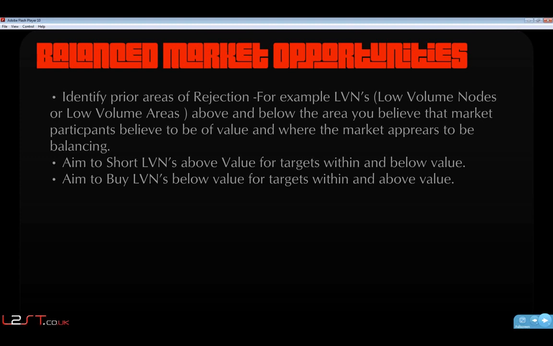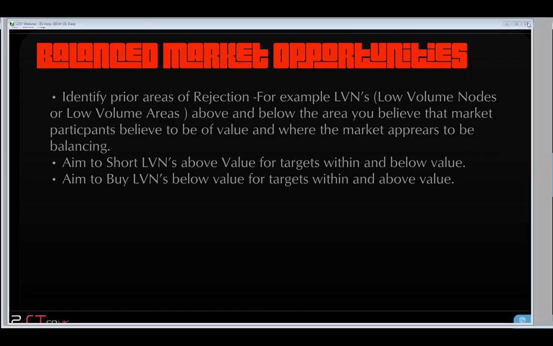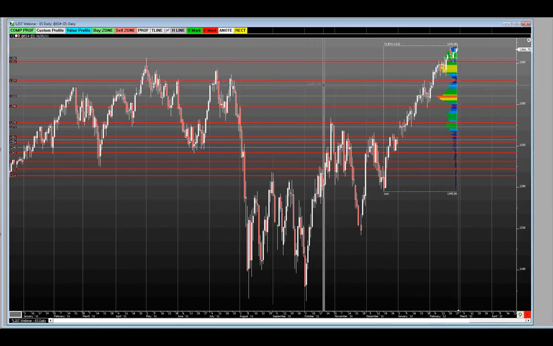So one of the things you can do to highlight these areas in balanced markets, if I just move to the charts here, firstly you want to start on the daily chart.